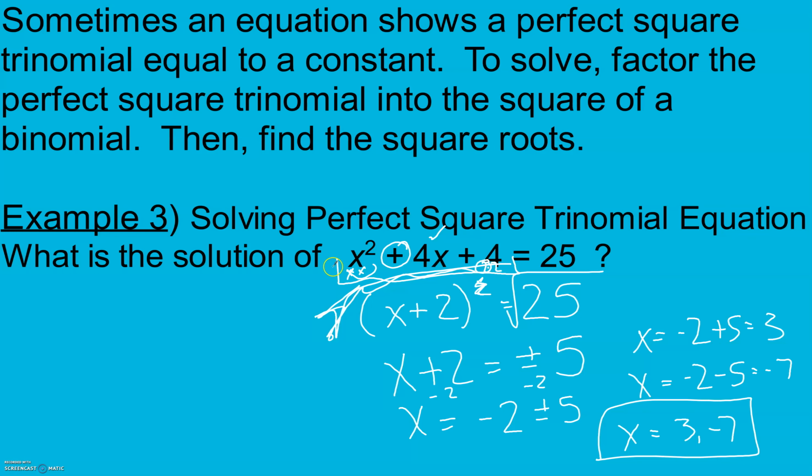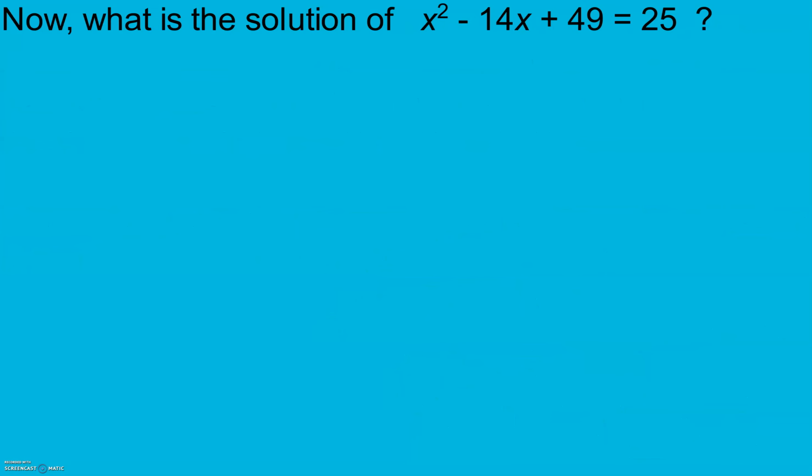So again, I write my perfect square trinomial as a binomial squared, take the square root to get rid of the squared, then add or subtract to get x by itself. Now feel free to pause here and give this a try if you'd like.